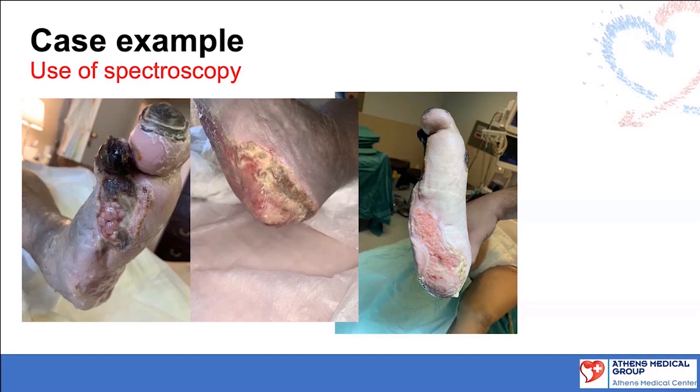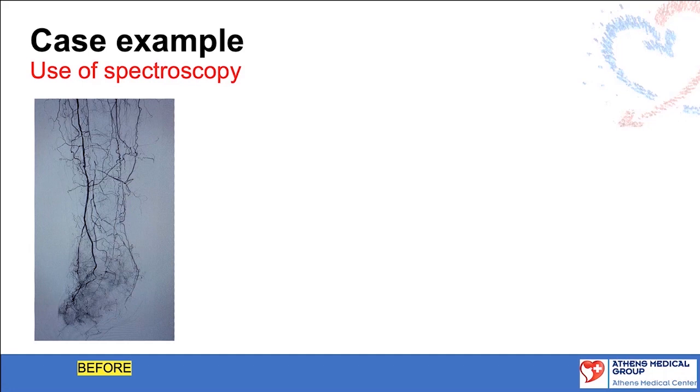Another very difficult case. Again, this case was really scheduled for a major amputation. However, due to the fact that we performed a very good angiogram, in this angiogram someone can appreciate that everything is open. We have a very good revascularization, and we have good vessels up to the forefoot.